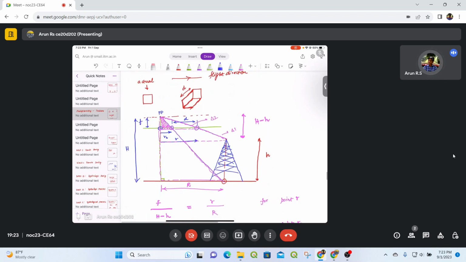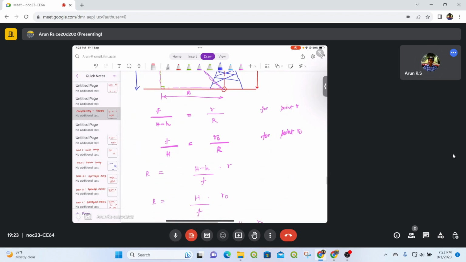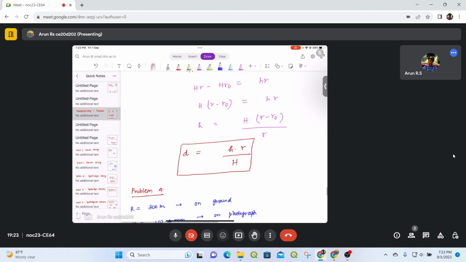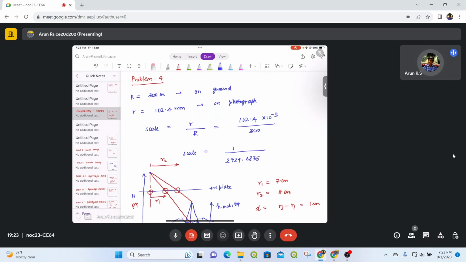So that is what I have derived, but this part unfortunately did not record, so I have derived it again. So next is the problem related to the relief displacement.